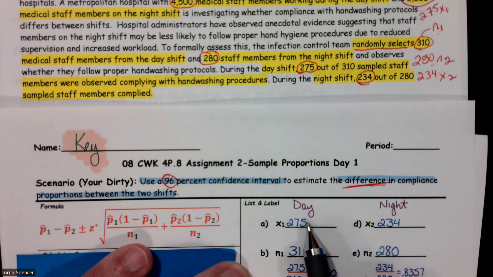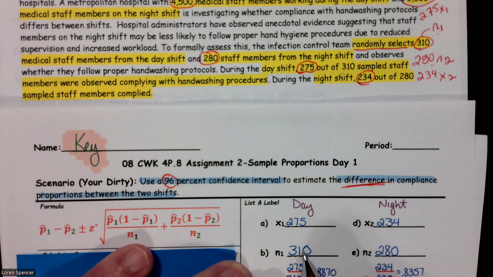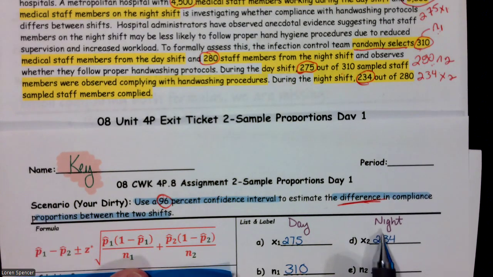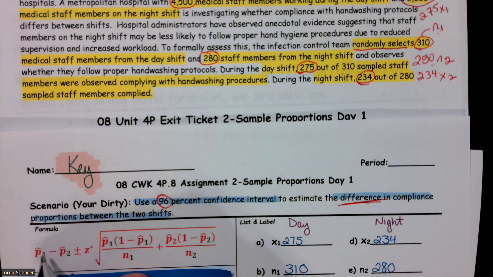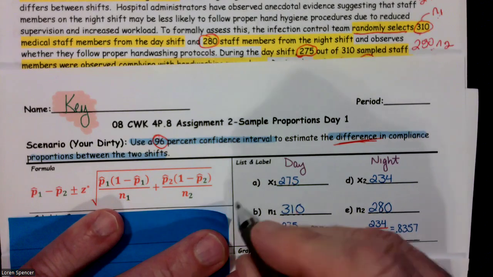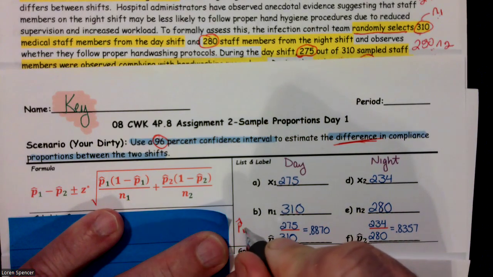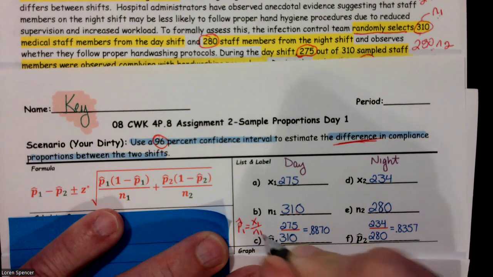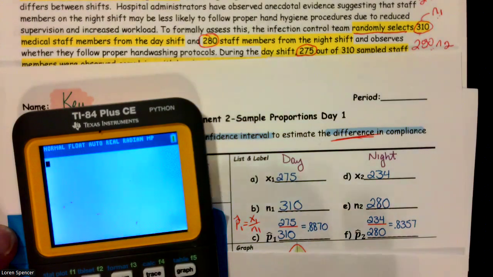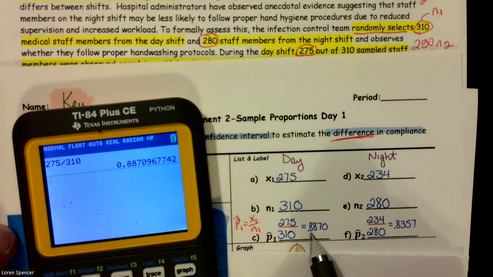All right, well, when we collected our data, we had 275 complied out of the 310 sample size on our day shift. And on our night shift, 234 complied out of the 280 sample size. But what I don't have is p hat 1 and p hat 2. So we're going to have to calculate those. So p hat 1 equals x1 over n1. So we can just go 275 divided by 310, and we get 0.8870. We're going to go 4 decimal places and call it good.